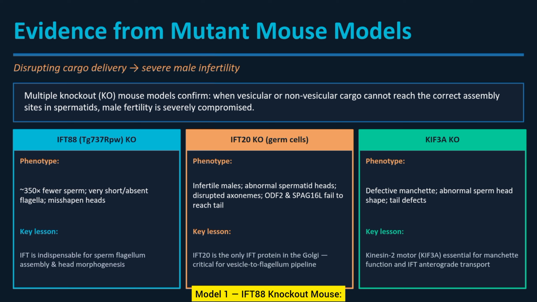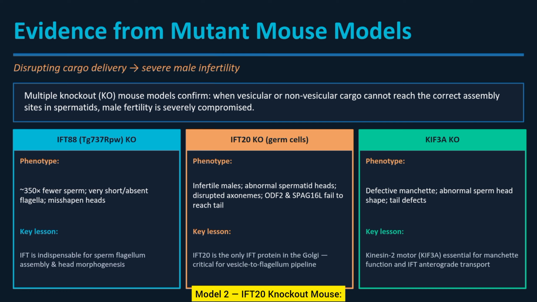Model 1, IFT88 knockout mouse. When the IFT88 gene was disrupted in male germ cells, the mice produced approximately 350 times fewer sperm than normal mice. The few sperm that did develop had extremely short or completely absent flagella. Sperm heads were also abnormally shaped. This directly confirms that IFT is absolutely essential for flagellum assembly and sperm head morphogenesis.